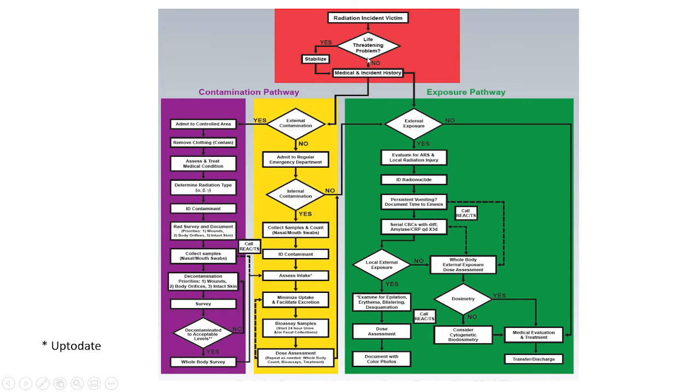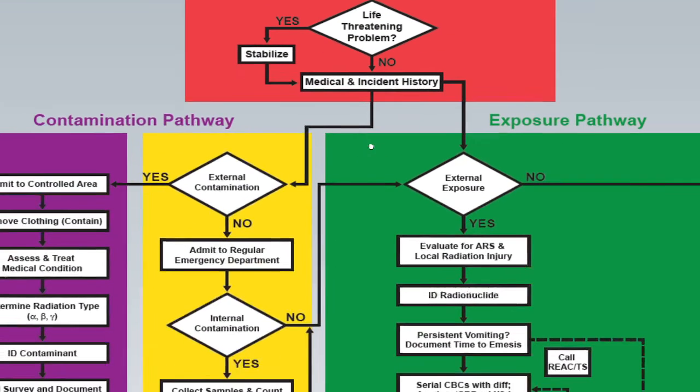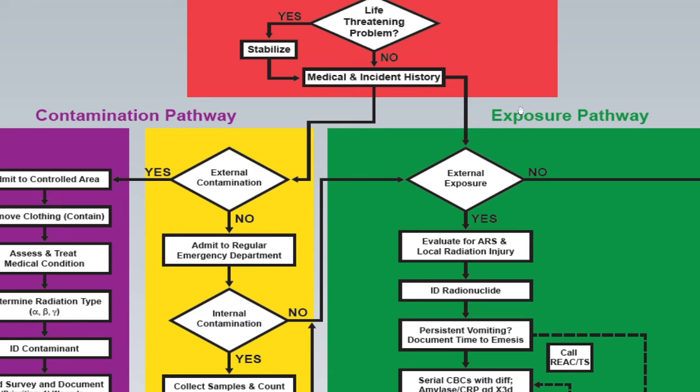Basically, if a patient with radiation injury presents to the ED and has a life-threatening problem, then he should be directly sent to the emergency department. But if he doesn't, then he should be examined for external contamination. If the patient has external contamination, this patient should be sent to the decontamination area, and the following steps of decontamination should be done as discussed above.